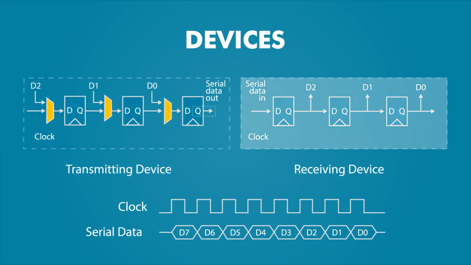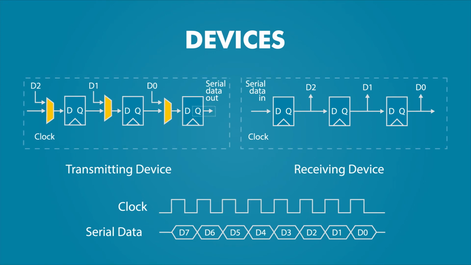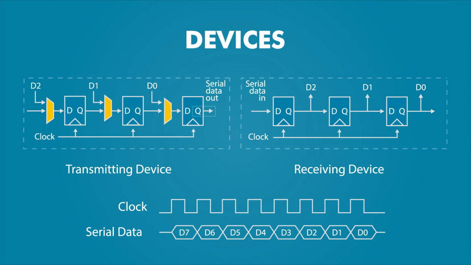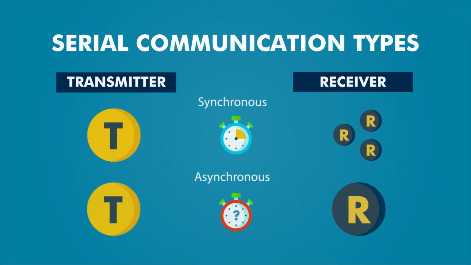In order for the receiver to make sense of the incoming data, it has to know when a new transmission is starting and when one bit ends and the next begins. For this reason, the clock should be active at the receiver as well as the transmitter. This gives rise to two types of serial communication: synchronous and asynchronous.